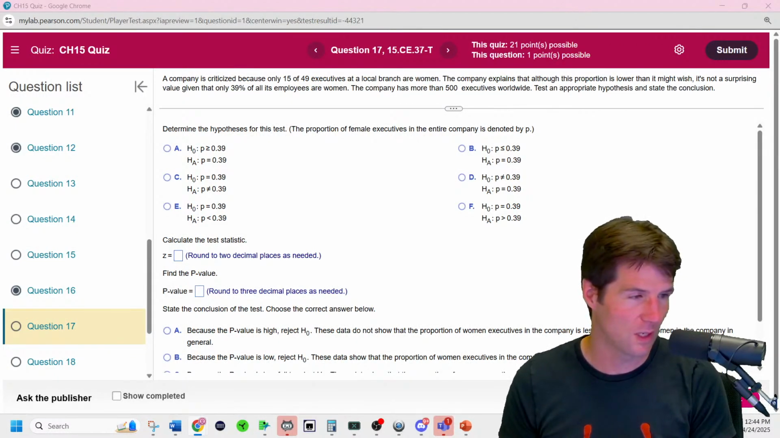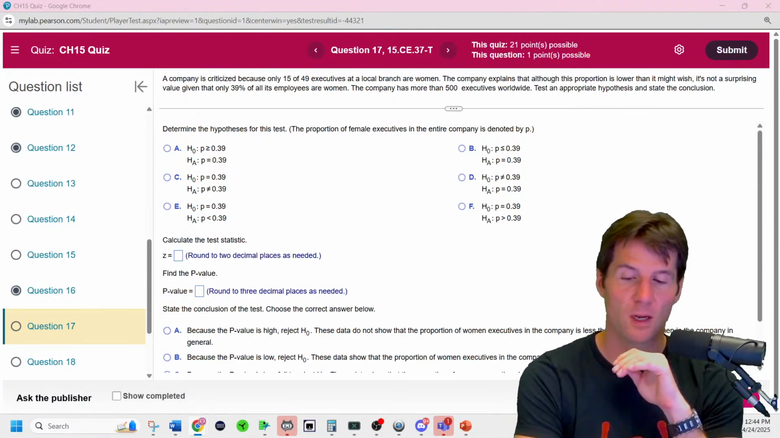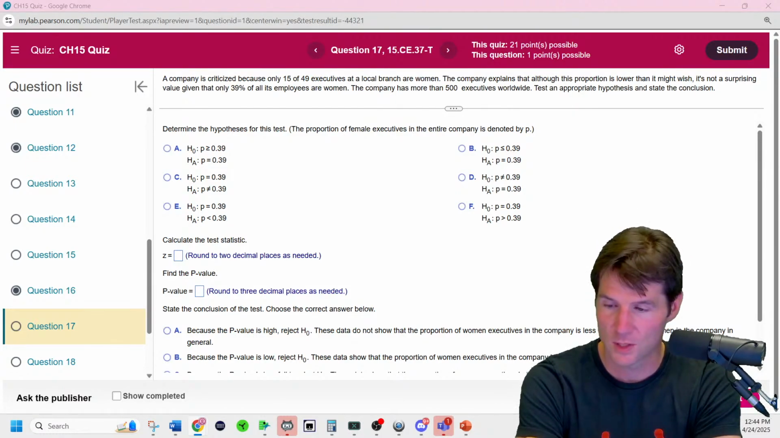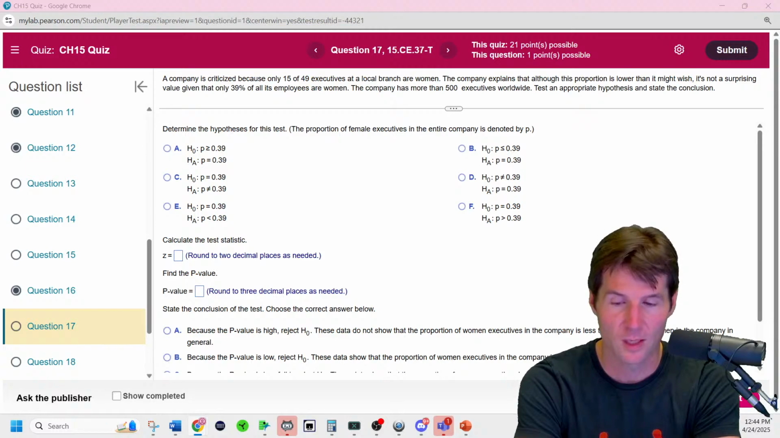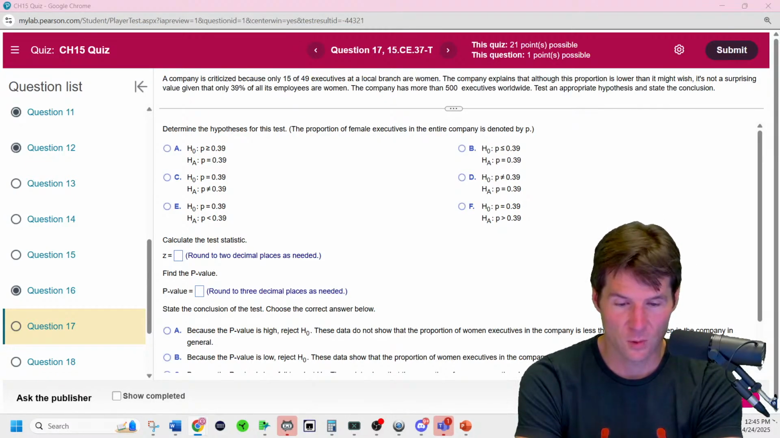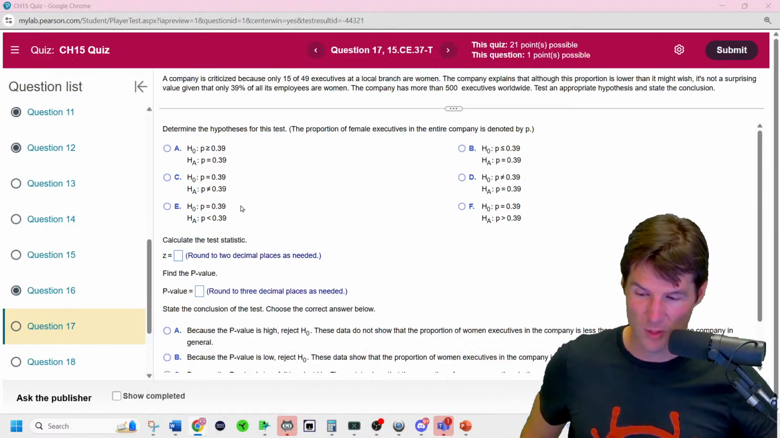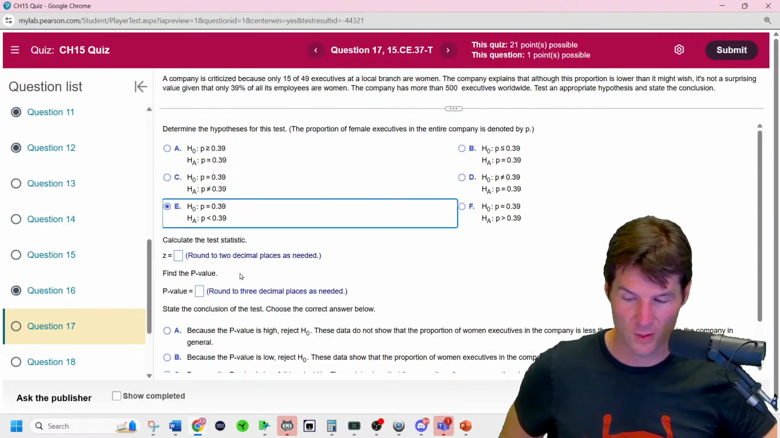A company is criticized because only 15 out of 49 of its executives are women. The company explains that though its proportion is lower than it might wish, it's not surprising given that 39% of its employees are women. The company looks at 500 executives worldwide and tests the hypothesis. So they're trying to show evidence that the proportion is too low. So that's the alternative. The null is that it's equal.